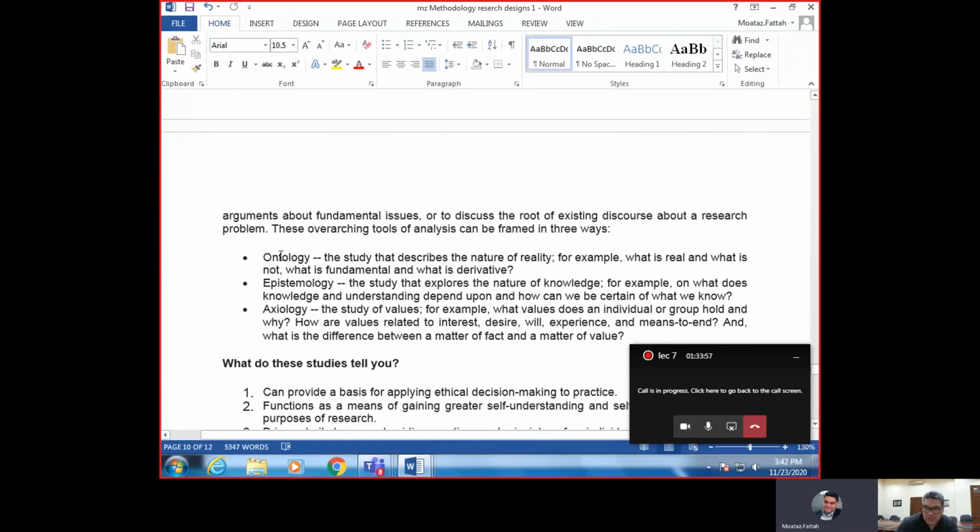Definitely, I'm not going to expect you at this level to do that, but at least when you see these words, don't panic again. You can do the ontological analysis. Ontology means the study that describes the nature of reality, what's real and what's not, what's fundamental and what is derivative in reality. Okay, is the state a reflection of authority, or is it a creation of authority?